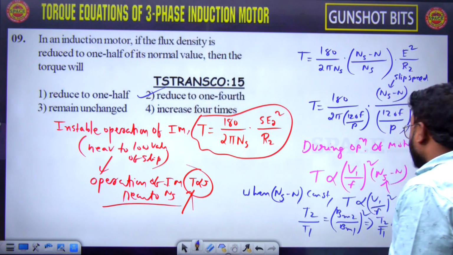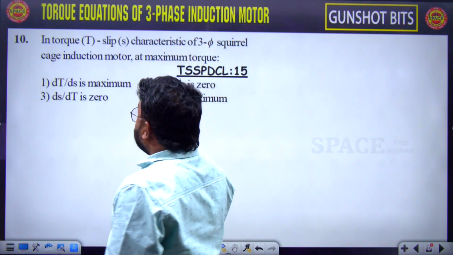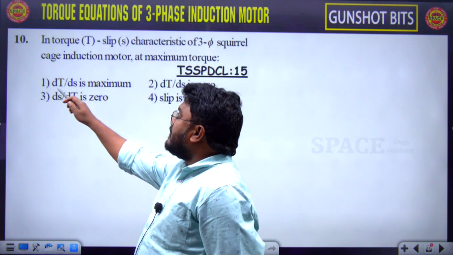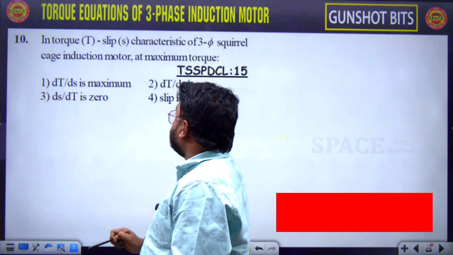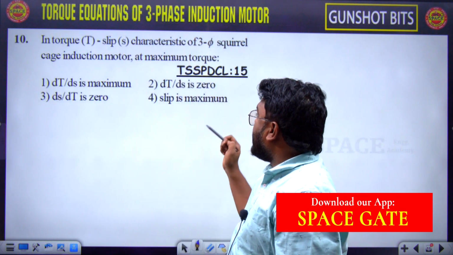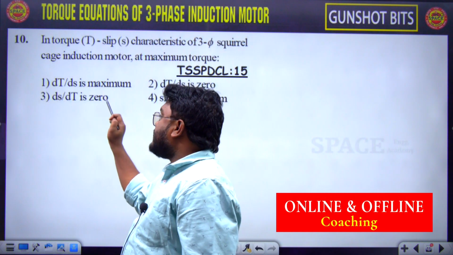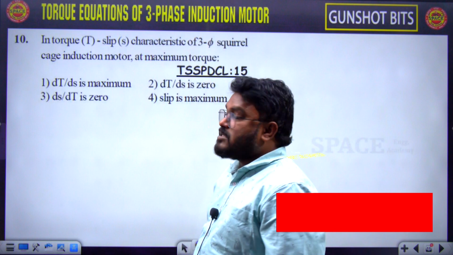And next let us solve question number 10. For the torque slip characteristics of a 3-phase induction motor, at maximum torque, is the differentiation of the torque with respect to the slip maximum, is the differentiation of the torque with respect to the slip 0, is the differentiation of the slip with respect to the torque 0, or is the slip at maximum value?